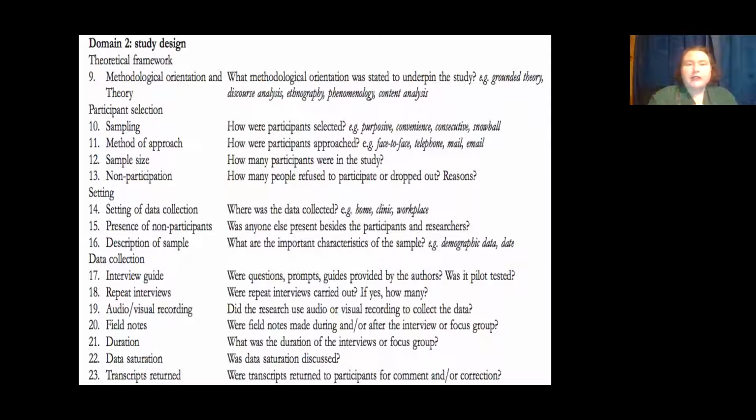Because look at what's being asked. Again, your methodological orientation. How were your participants selected and approached? How many refused to participate or dropped out, and why? The setting of your data collection. Was anyone else present beside the participants and the researchers? What are the characteristics of your sample? But bearing in mind that one of the journals we looked at highlighted that you need to share this information without making your participants identifiable. One area where I get a lot of revision requests or advice around revisions is around that balance of how much do I tell them about the interview and where it came from. You know, were the questions based on the literature?